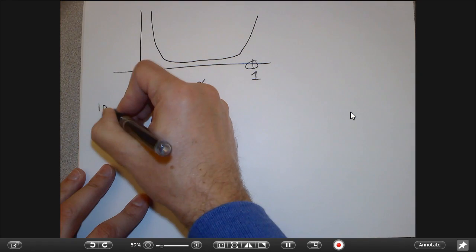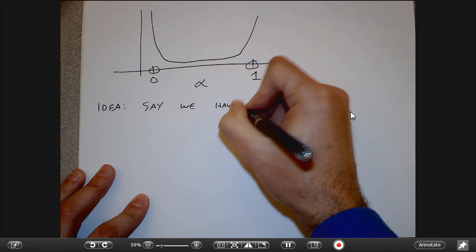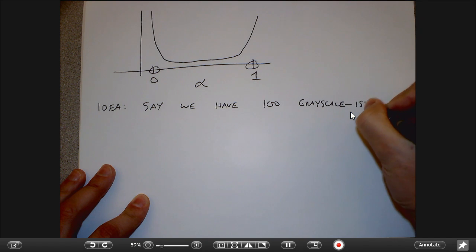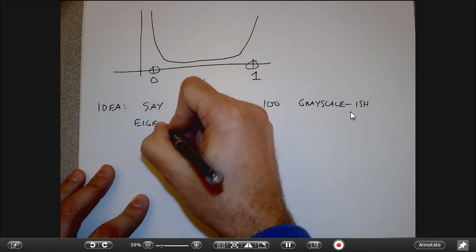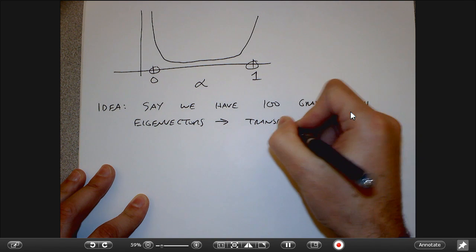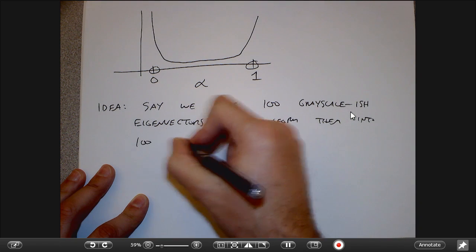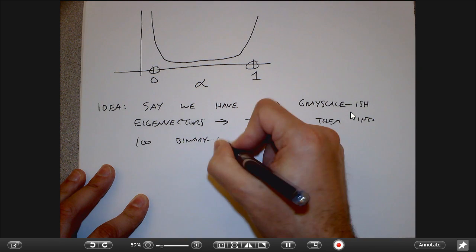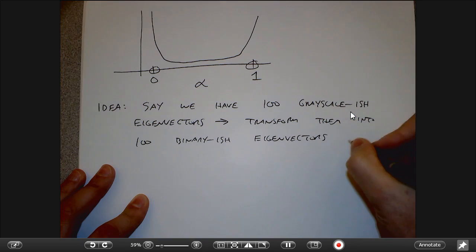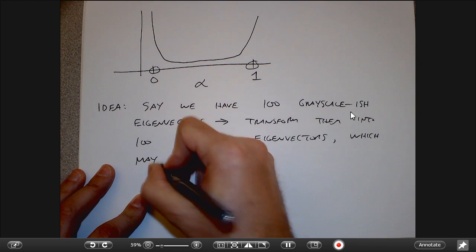And so the idea is, for example, say we have 100 grayscale-ish eigenvectors. The idea is to transform them into 100 binary-ish, real precise eigenvectors, which may be better for matting.